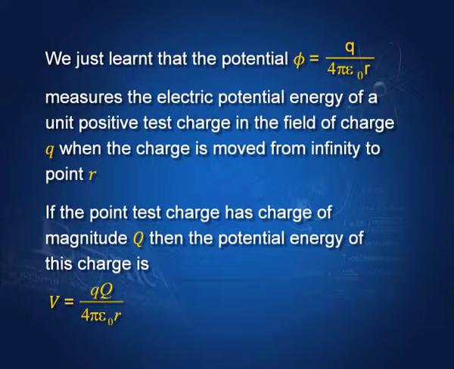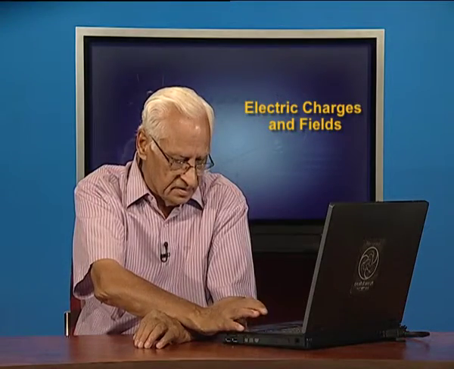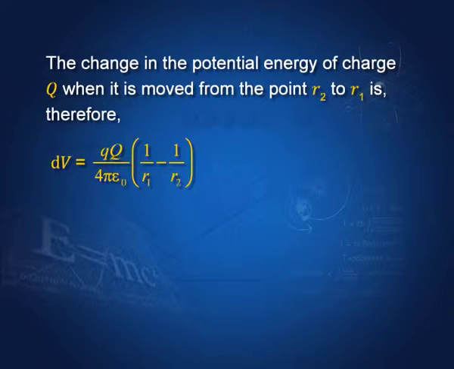Like the potential energy due to various sources can also be added algebraically, because energy is a scalar quantity. So, it can be added algebraically. The change in potential energy of charge q when it is moved from point r2 to r1 is obviously q by 4 pi epsilon 0 into 1 by r1 minus 1 by r2.